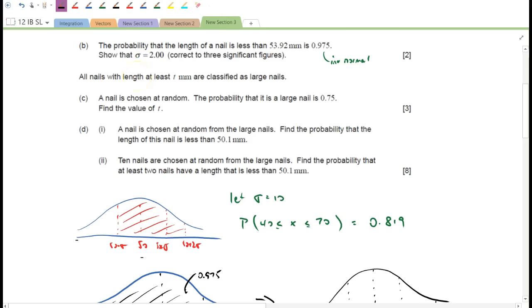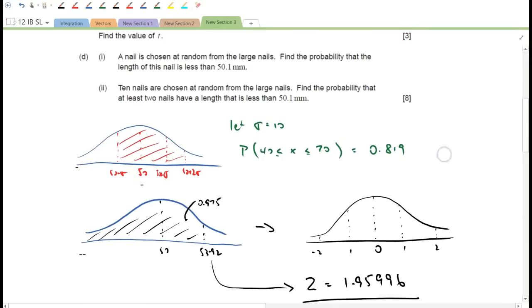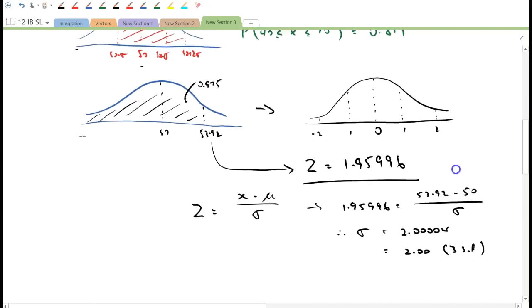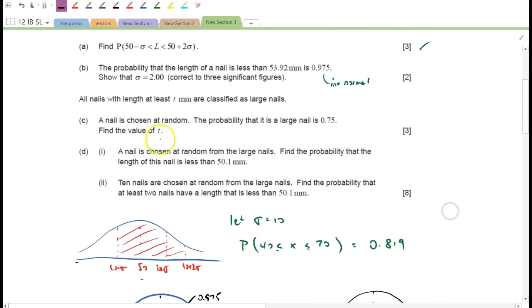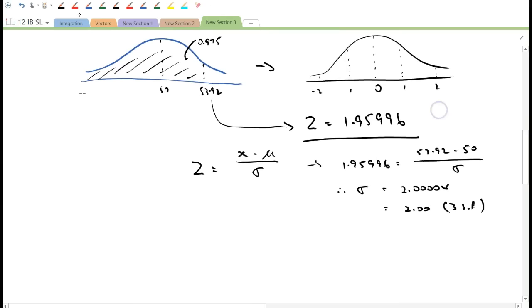All nails with a length at least t millimeters are classified as large nails. Right, at least t. So a nail is chosen. Find the probability that it is a large nail. Sorry, the probability it is a large nail is 0.75. Find the value of t. The probability it's a large nail is 0.75. They're giving us the area again, aren't they?